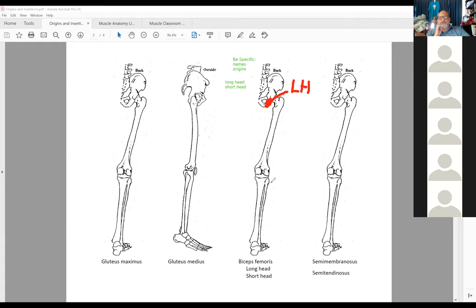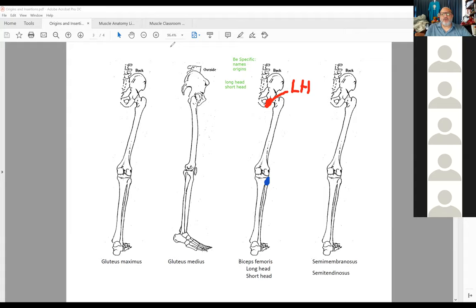Common tendon into the head of the fibula and lateral condyle of the tibia. There you go. So notice it is going to come right in here into the head of the fibula and the lateral condyle. Notice it doesn't go in between the femur and the tibia. They would be pinched by the knee joint. We don't have that, but it is going to come to the outside.